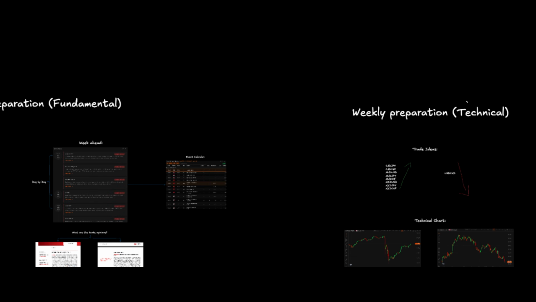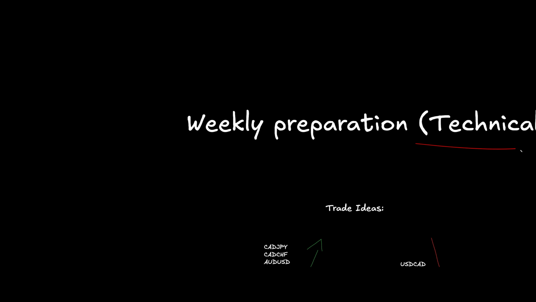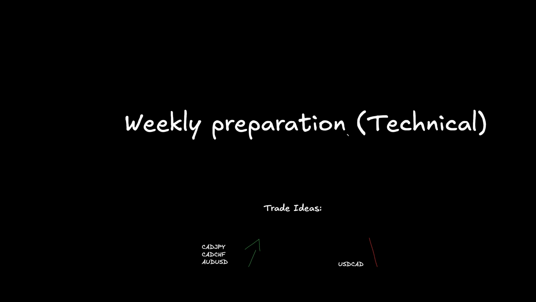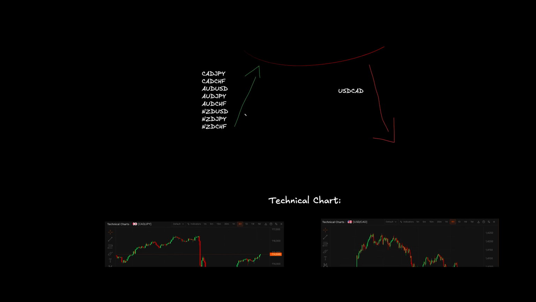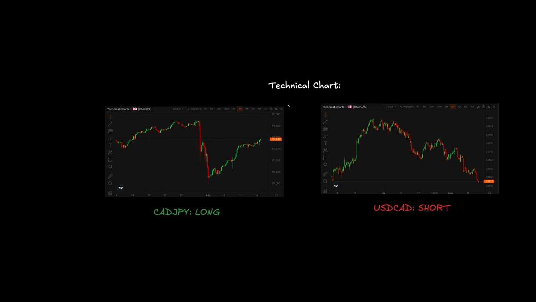Now, let's talk about the technical part. We talked about the fundamental, but we need to combine both because technical analysis is useful for execution. So these are again the trade ideas we talked about earlier. But now we're going to talk about the technical chart. This is, for example, the CAD-JPY long idea. You know that we have this bullish momentum. So going long on CAD-JPY could make sense again.